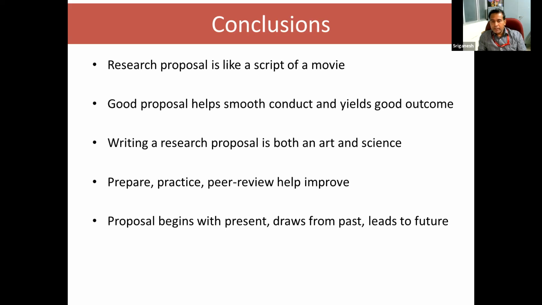So prepare, practice, and peer review. Send it to somebody in your department, some senior colleague, somebody who has experience. Let him review it and give critical comments, which will help in improving the research proposal.